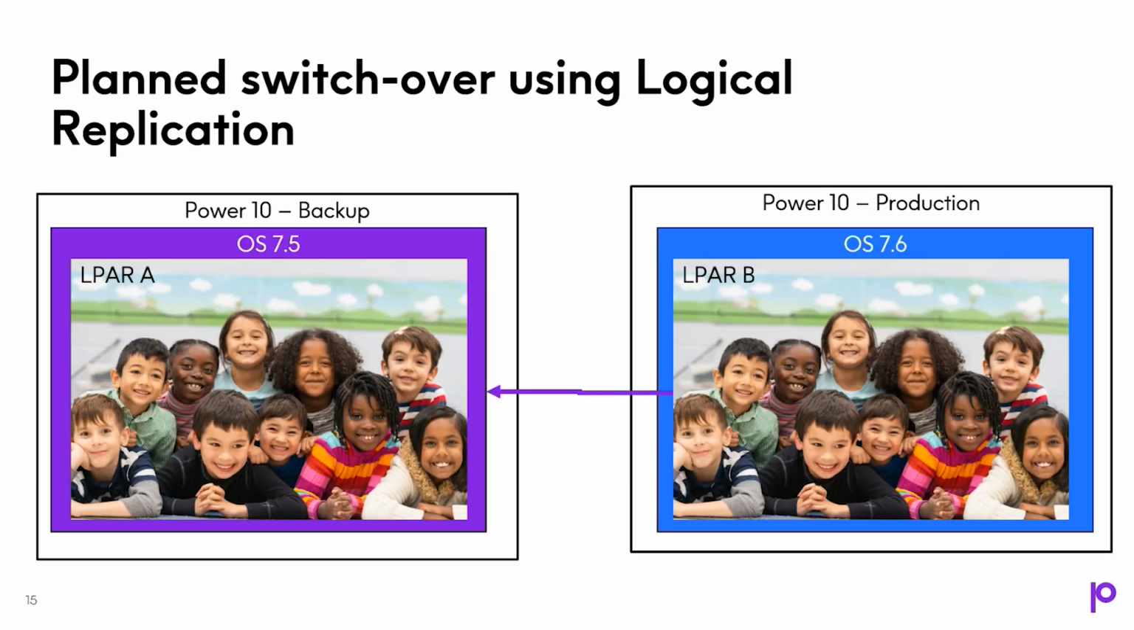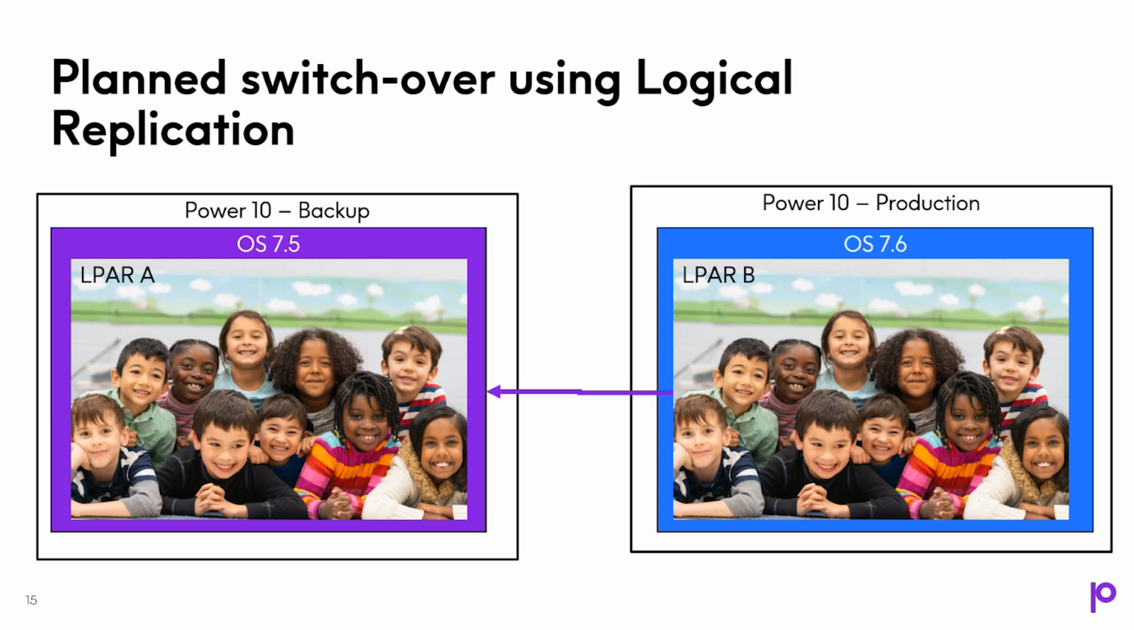Now, what if we want to do a planned switchover? Let's say we want to go ahead and run on our backup system. Well, for logical replication, you can see it's a pretty simple maneuver. You just shut down the application on A and bring it up on B, right? The important thing is that the B system is already there. It's already intact, ready to go.